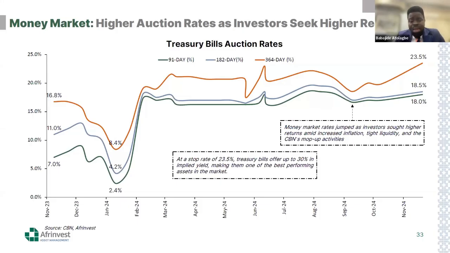So the fixed income market, the money market, has been a game of yield for the most part of the year, and we think it's still going to be like that for the next couple of quarters. Everybody has their eyes on inflation and on what the central bank is going to do.